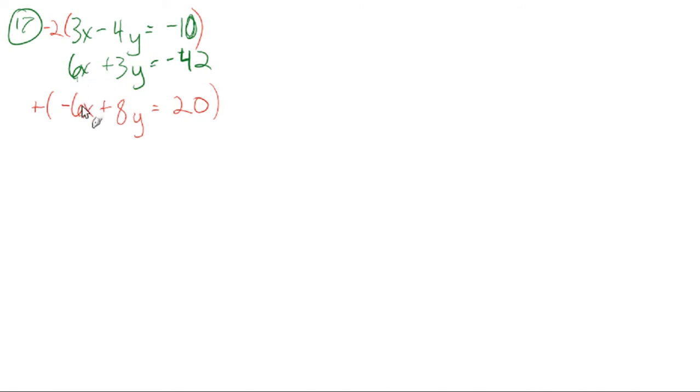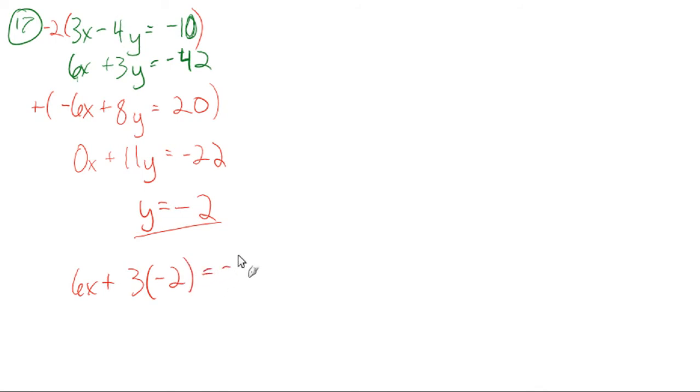And when we add 6x and -6x, we get 0x. Okay, so 0x. And 3y plus 8y is going to give us 11y. And 20 minus 42 is going to give us -22. And y will be -2. So y is -2. That's half the answer. We need the x value as well. We can plug this -2 in here or here. Even we could plug it in here if we want. Doesn't matter. So let's do 6x plus 3 times -2 equals -42.